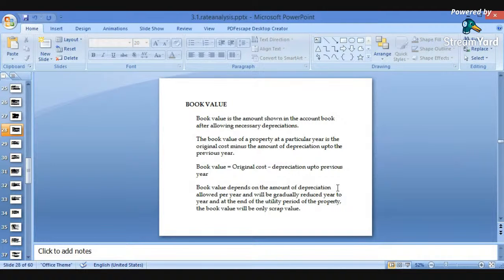The book value depends on the amount of depreciation allowed per year and will be gradually reduced year to year. There will be a decrease in the value of the property, because in every year there will be depreciation and the depreciation cost will increase every year. And after some years, the value of the property will be equal to the scrap value. Suppose 20 years is the life of the building. So after 20 years, the amount will be same as the scrap value.